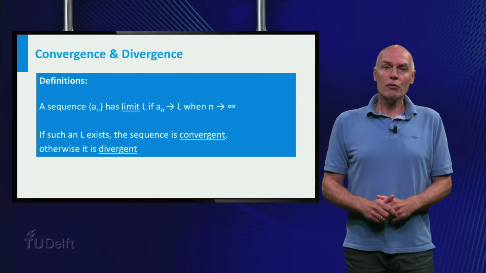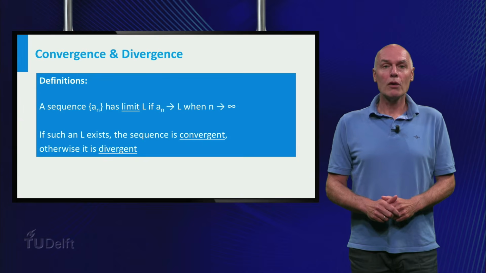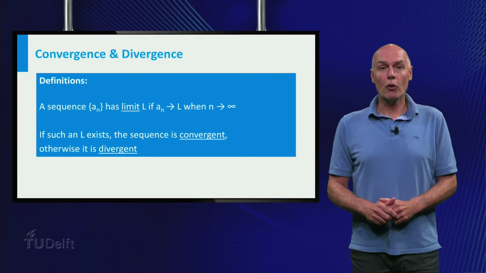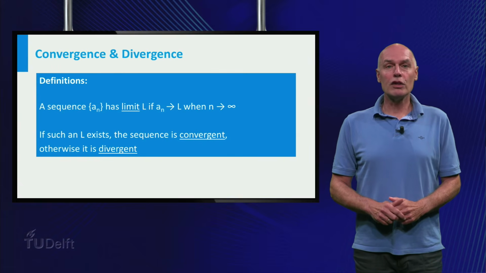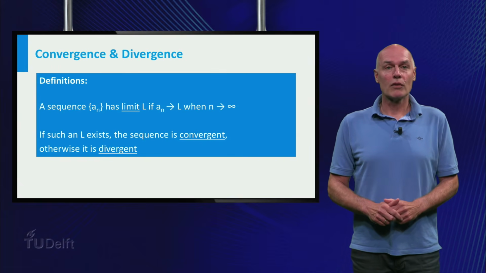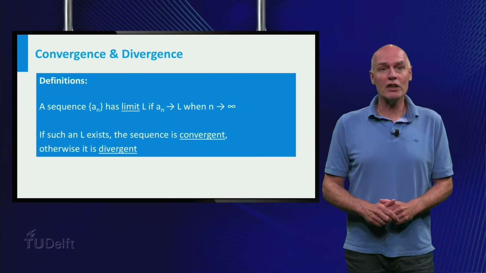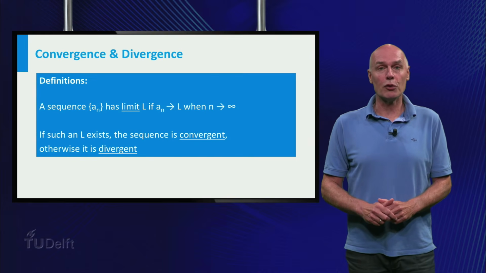In general, we say that a sequence has limit L if a sub n gets very close to L when n becomes large. If such an L exists, then the sequence is said to be convergent. If such a number L does not exist, then the sequence is divergent.